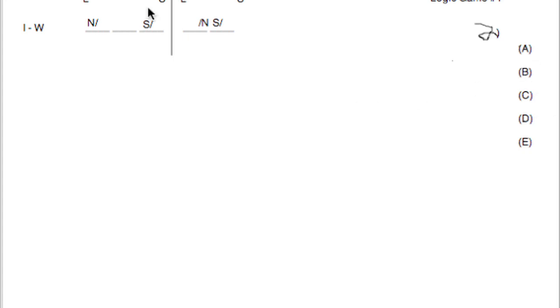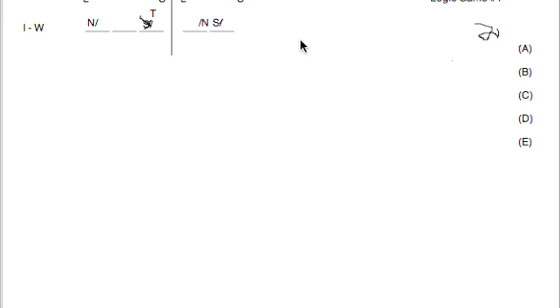Next, number 2, if the traffic report was the last report in the first segment, then what must be true? So let's put that down, see what happens. Traffic is last in the first segment. Right away, we know S can't go on the end of the first segment because T's there. So S is going to have to go at the end of the second segment for certain. So we're definitely going to have S at the end of number 2. And that's really the only immediate inference that we can draw.